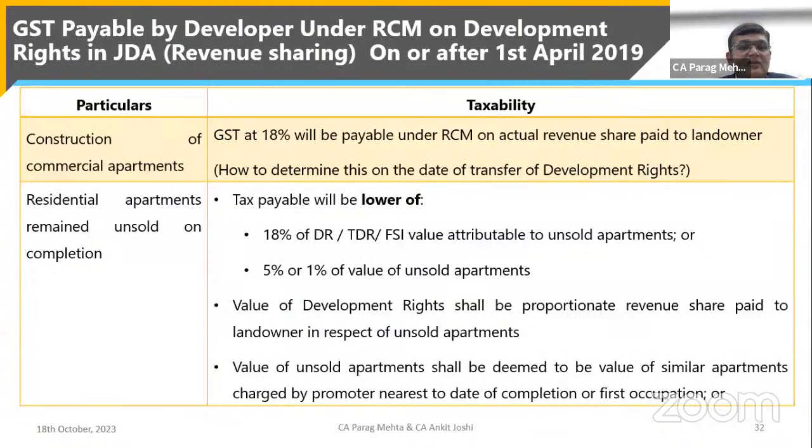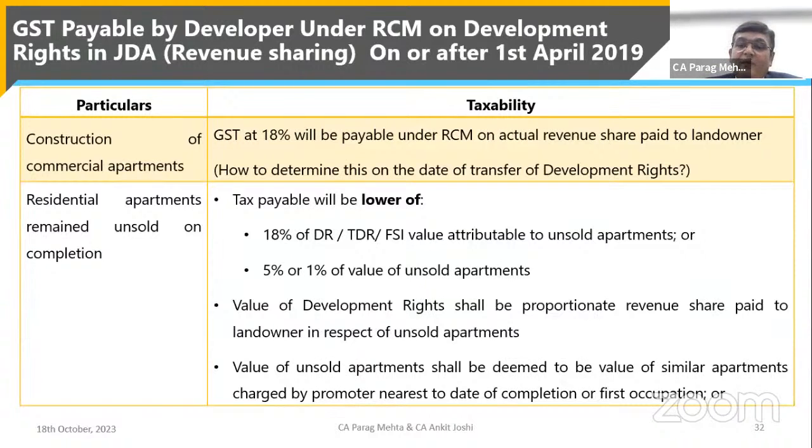Residential apartments remaining unsold, again the same formula. Tax payable will be the lower of 18% of the development rights or 5% or 1% of the value of unsold apartments. Now, in this case, what will be the value of development rights? 5% or 1% of the value of unsold apartments is fine. It would be the value of similar apartments charged by the promoter nearest to the date of completion. But in case of revenue share, the value of development rights shall be the proportionate revenue share paid to the landowner.